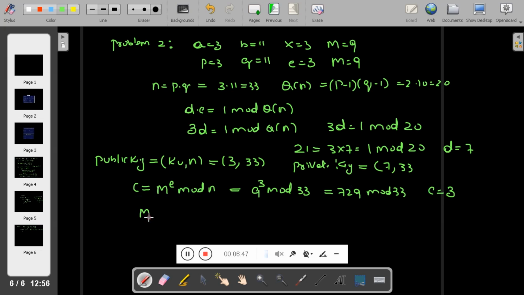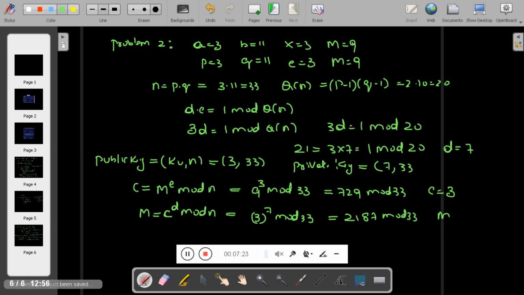To get the plain text, you have to decrypt the message by raising C to D mod n. In our case, C is 3 raised to the power 7 mod 33, that is 2187 mod 33, and the value you will get is m = 9. We got back the original message.